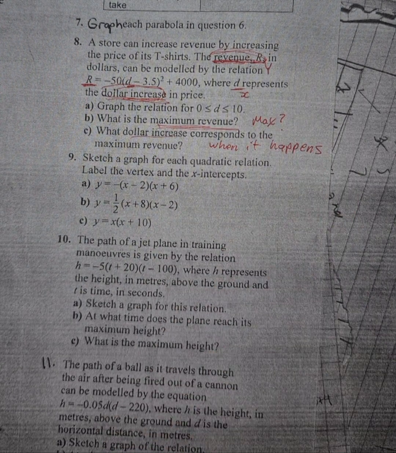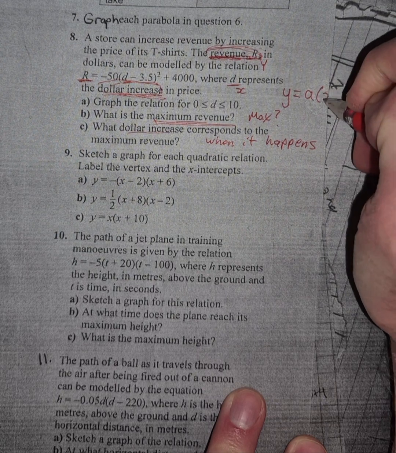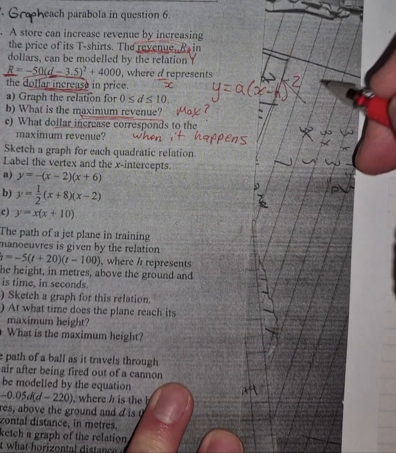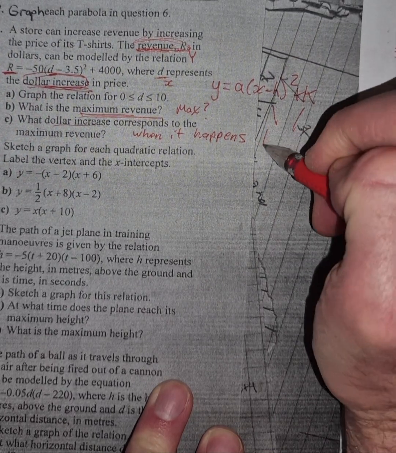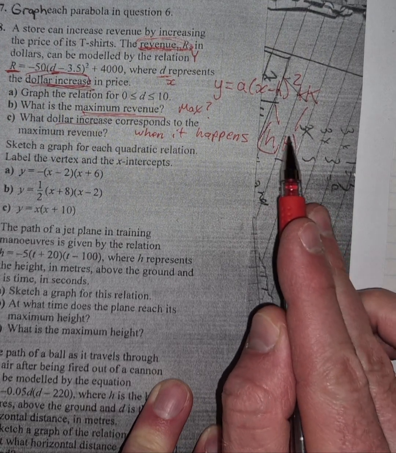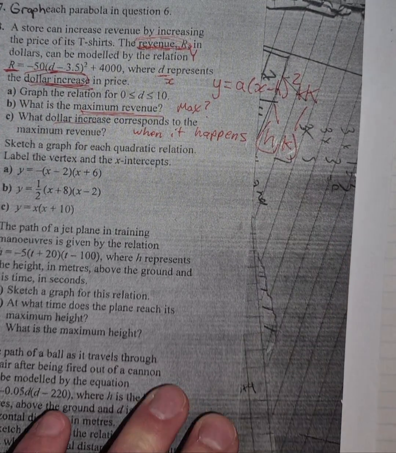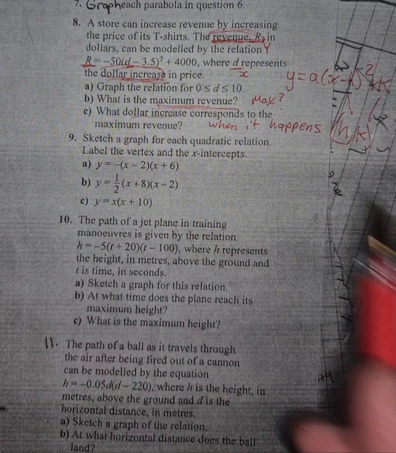For vertex form, we would have to think about this form, a(x minus h) squared plus k, right? And our vertex is right here. It's at (h, k). So our statement is our maximum is whatever k is, which occurs when x is whatever h is. Okay, so I'm going to leave that for you to do from this form, which is in vertex form.